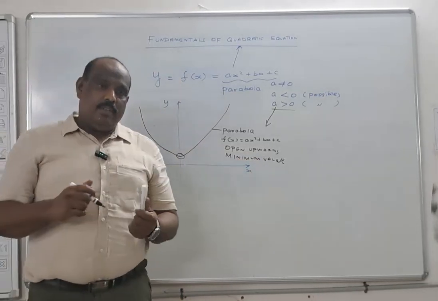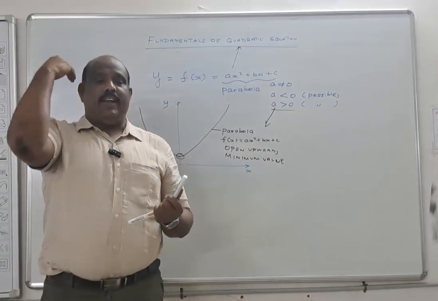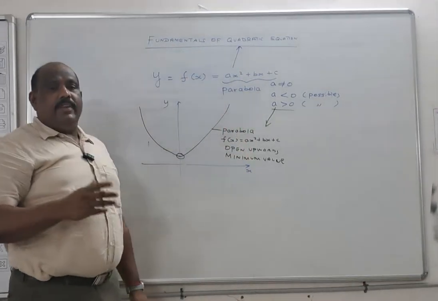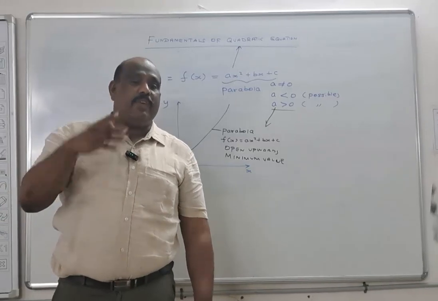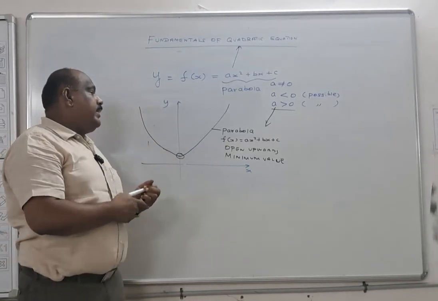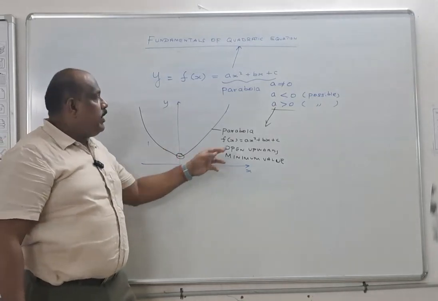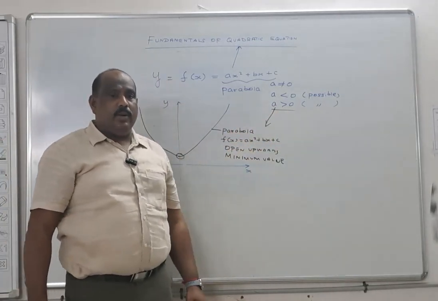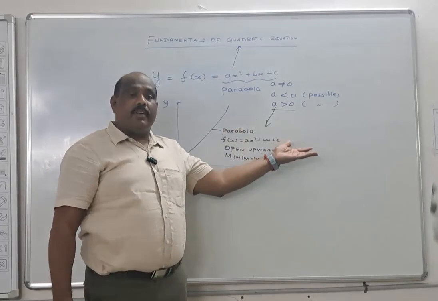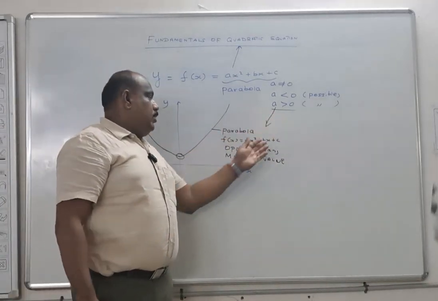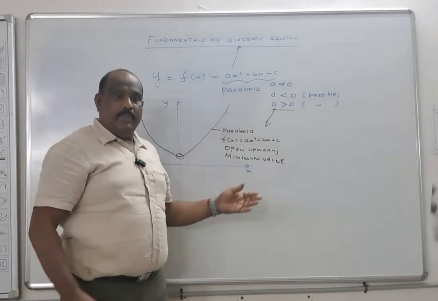What is the maximum value? It is infinite. This graph will keep going like this, and we are unable to find where it ends. So we will be unable to find the maximum value, but it's possible to find the minimum value because a is greater than 0. How we arrived at it, we'll come to that later. But whenever the value of a is greater than 0, we'll end up with a minimum value.